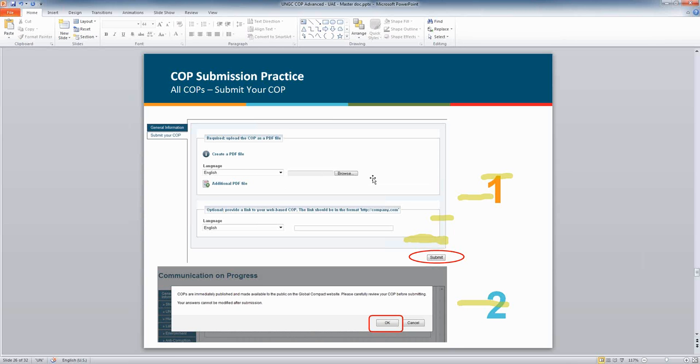Then at the end, when you have uploaded your report and included any links if you wish to, then you have to click submit. And then the system asks you, are you sure you want to submit? Because once you submit, there's no going back. There's no way for you to go back and modify your submission. So if you are not sure that you want to submit it, click cancel and go revise, go through the process again. But if you're sure, then click OK.